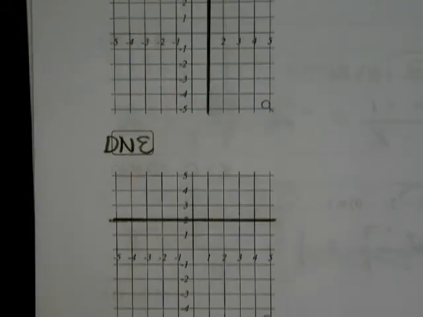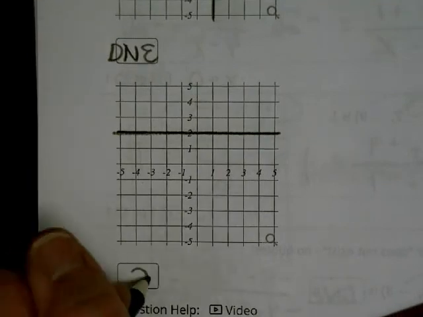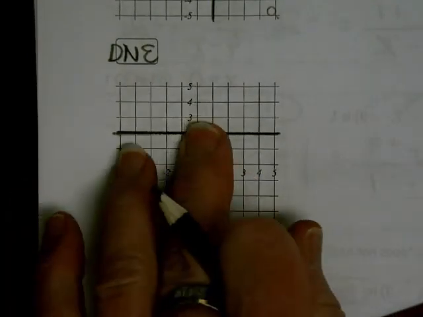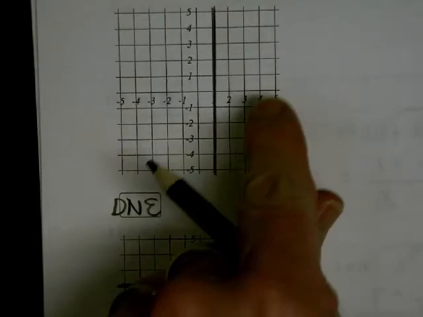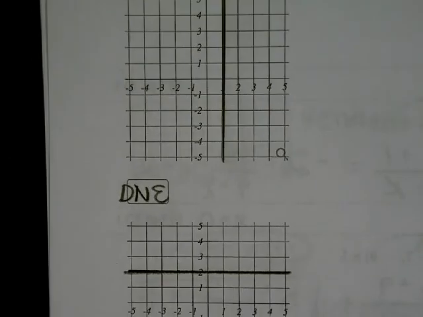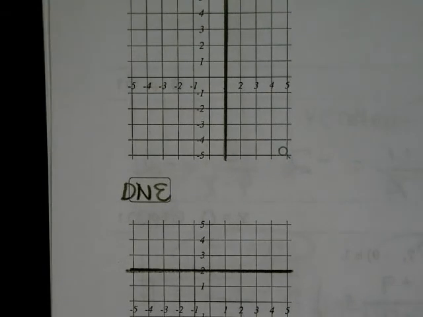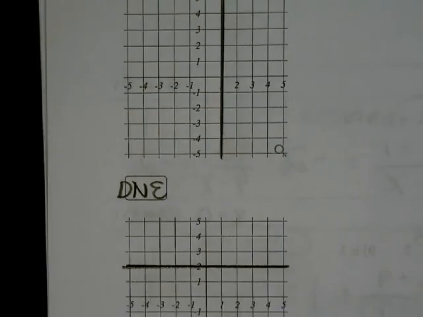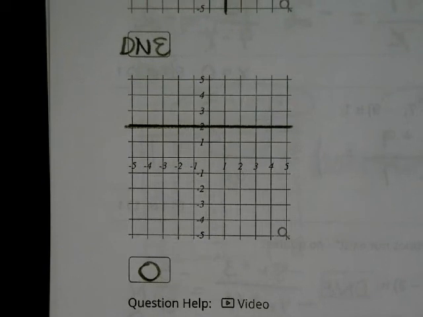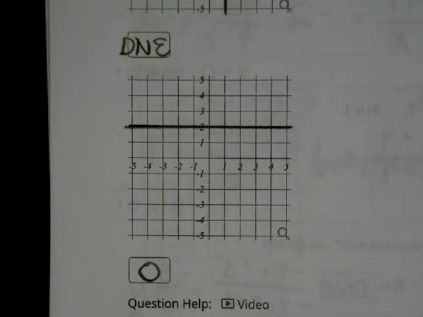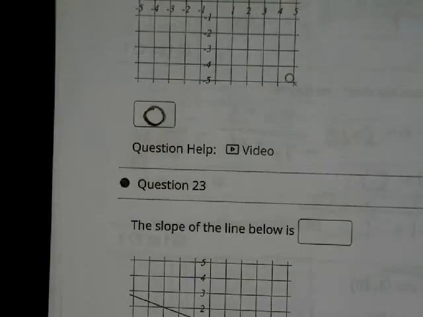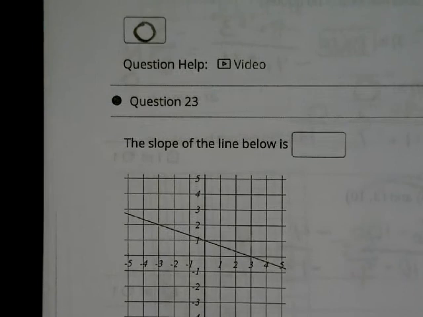So a vertical line does not exist, because there's no O's in the word no, because the rise never quits. And the horizontal has a slope of 0 because the rise is 0. Here, there is no rise. You can't calculate infinity. So there is no rise. So D and E are 0.